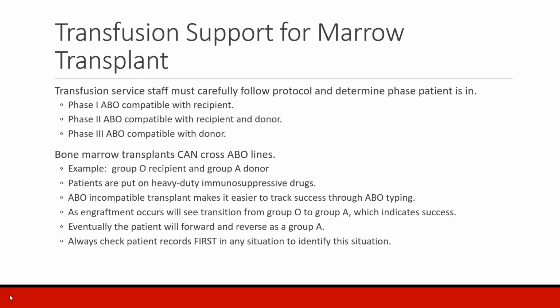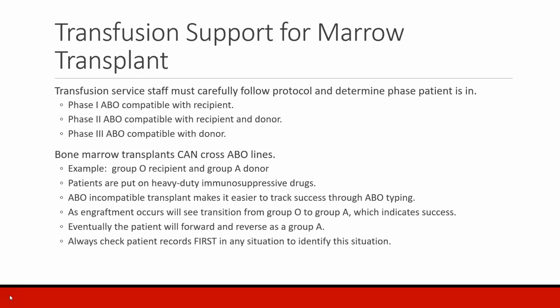So you may see 3+ with the anti-A, because there's still a lot of patient cells present. As the progression goes on, you'll get a 2+. Then as the progression goes on and it's successful, you'll get a 1+. And eventually the patient will type as group O. That indicates 100% success of engraftment of this bone marrow.